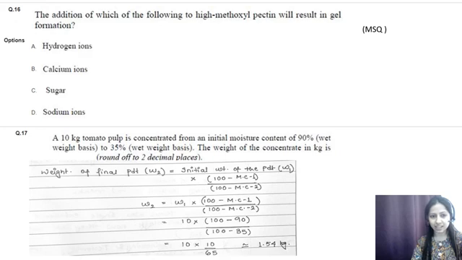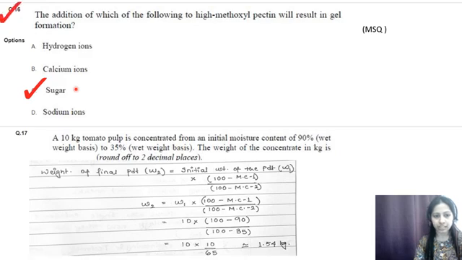Question number 16. The addition of which one of the following to high methoxyl pectin will result in gel formation? So options are hydrogen ions, calcium ions, sugar and sodium ions. So over here the correct option will be option number A, that is hydrogen ion, and option number C, that is sugar. So addition of these two to the high methoxyl pectin will result in the gel formation.